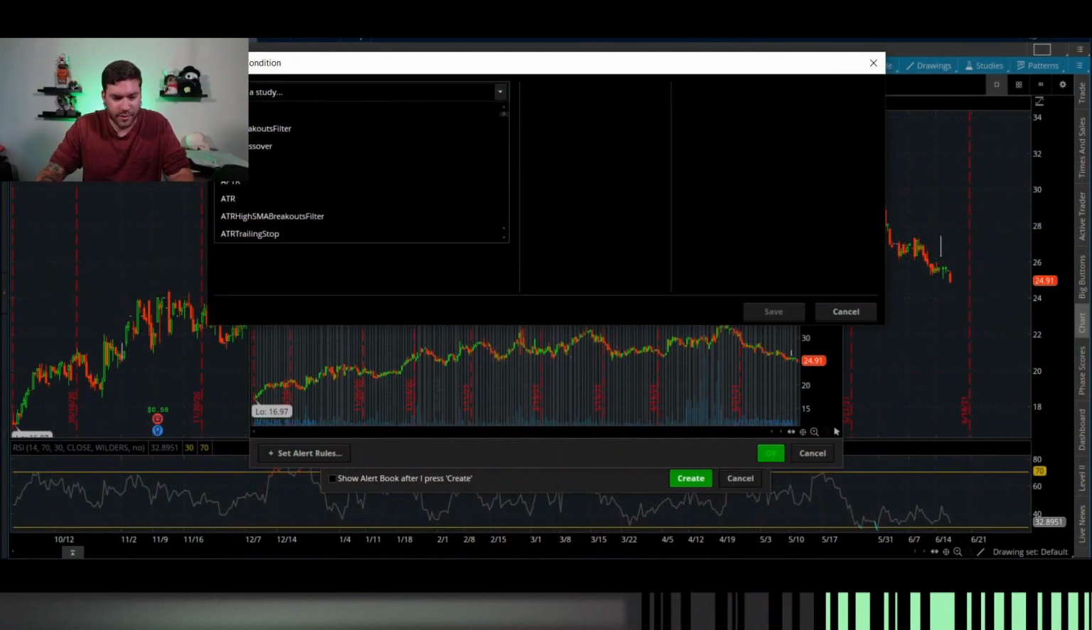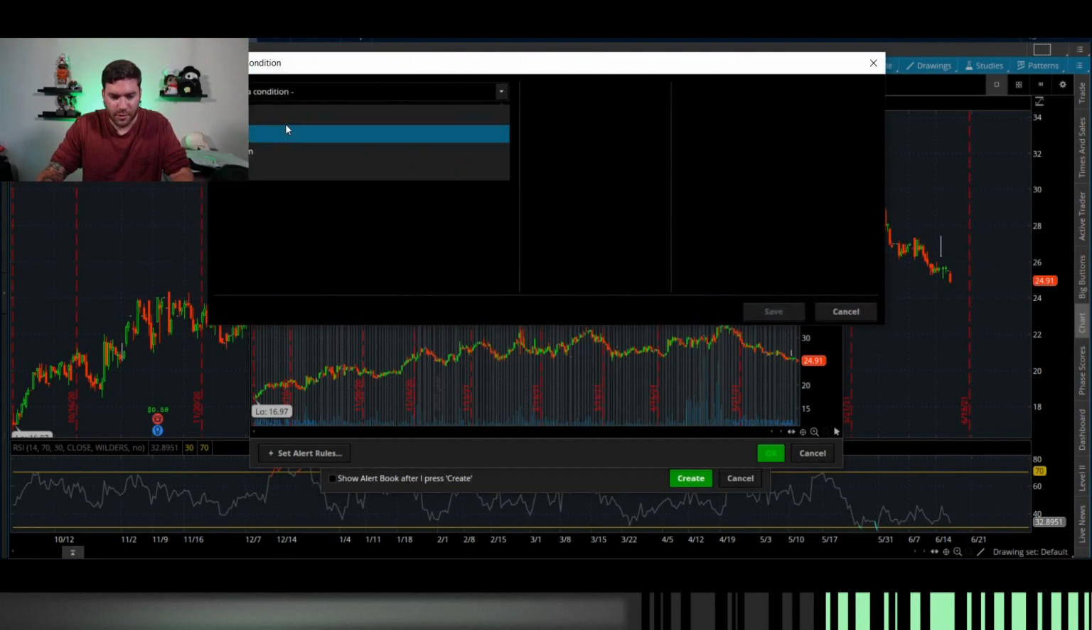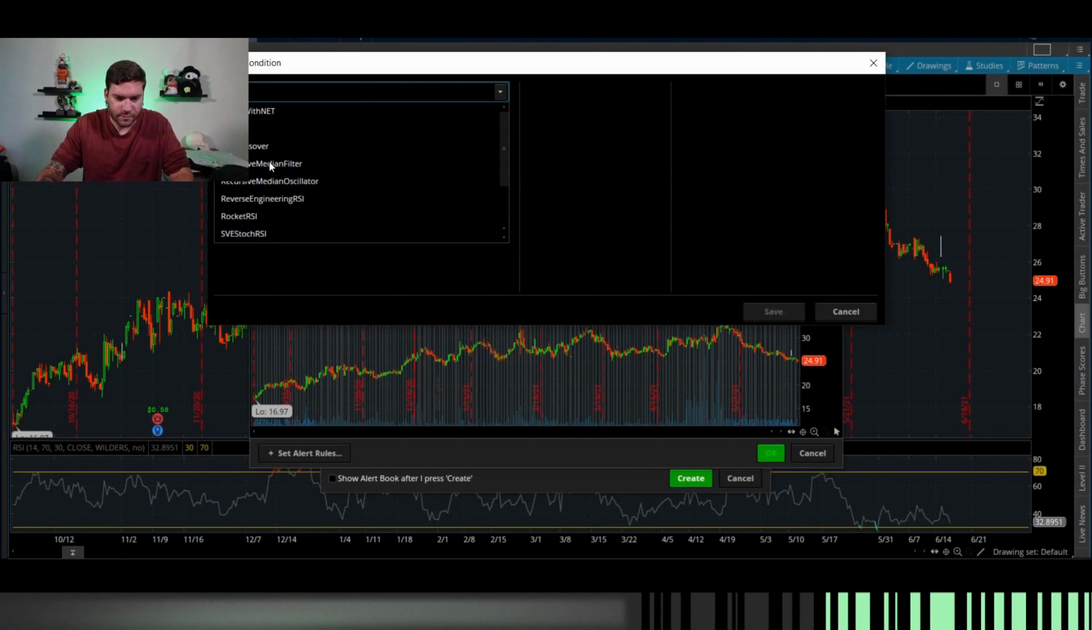You can do anything. You can do CCI crossovers. You can do momentum. You can do exponential line crossover. You can do like moving average, right? You can even do that if you really wanted to. Go to exponential moving average. You can do that. Crosses below. That's also fine too.